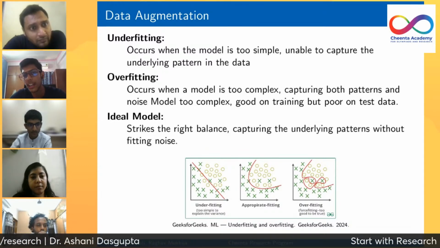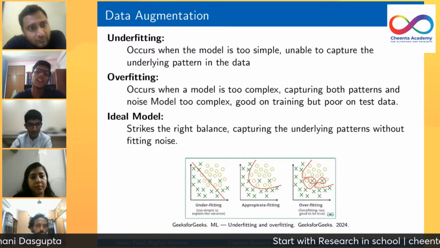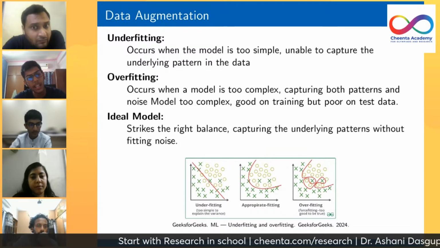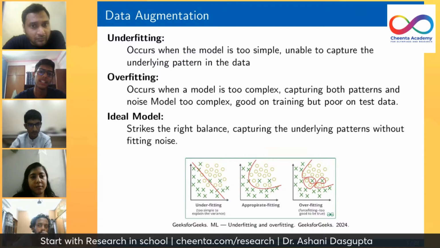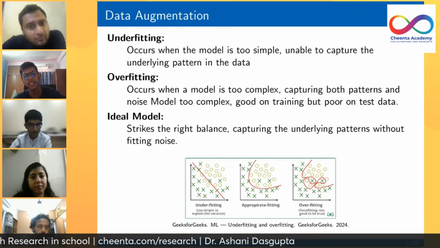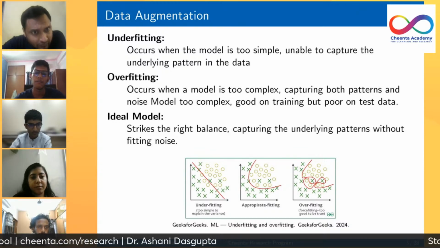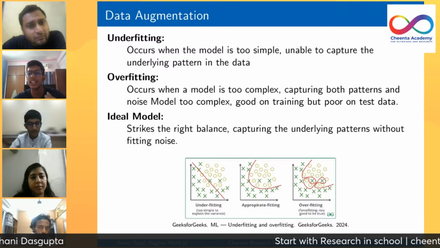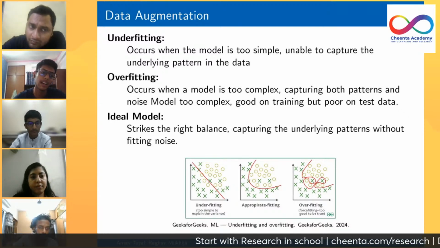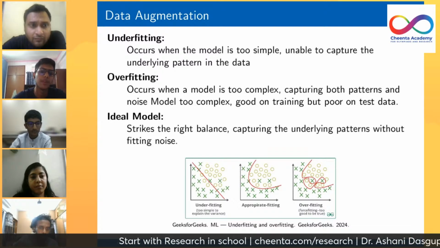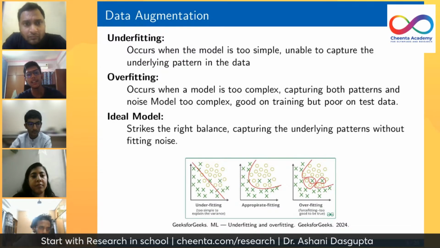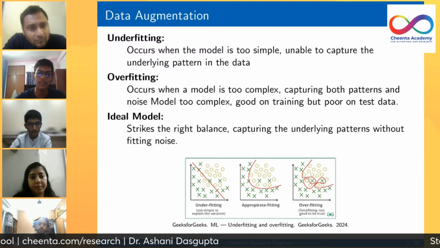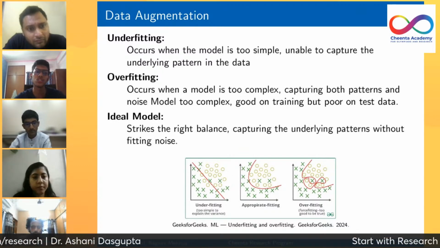Now, overfitting. It is just like rote learning for a model. It memorizes the training data, including noise and specific details, which makes it perform very well on the training data, but poorly on new unseen data because it can't generalize beyond what it has memorized. And the ideal model is the perfect desired model that infers the underlying patterns without also fitting noise.